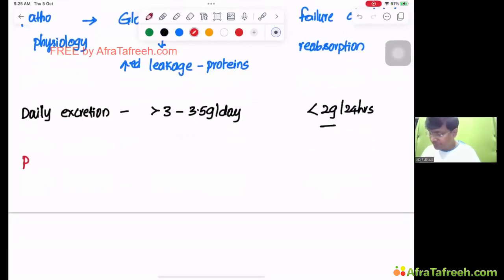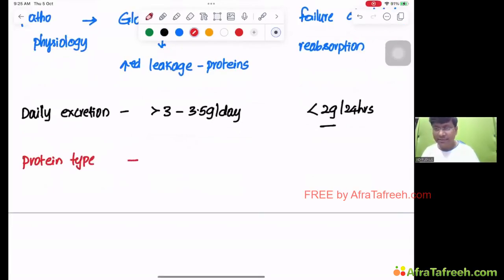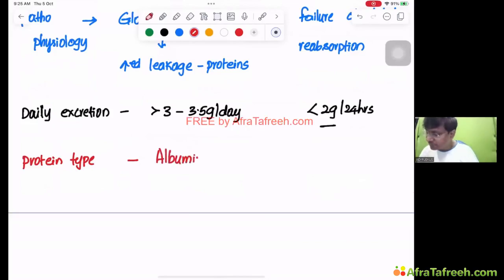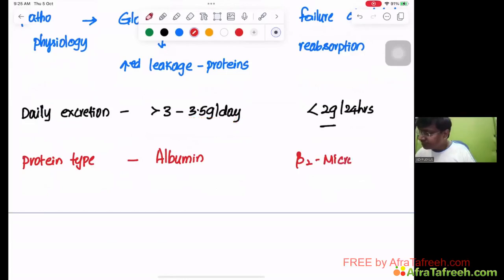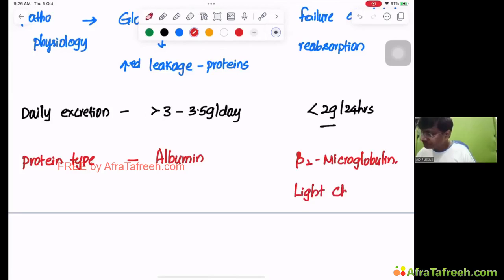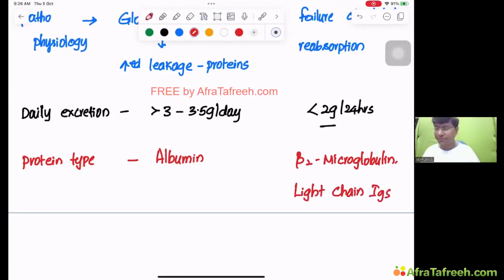If you take the protein type excreted in glomerular proteinuria, it is predominantly albumin. Whereas in tubular proteinuria, it is beta 2 microglobulin, then light chain immunoglobulins. These are the protein types excreted in tubular proteinuria.